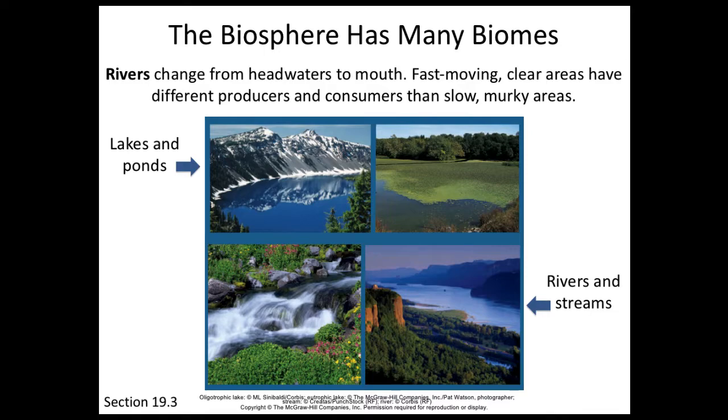Rivers are very important as well. They typically start high in the mountains, and then the water moves its way down towards the oceans. Fast-moving, clear areas that are high up in the mountains have very different members of the community than slow, murky waters found at the base of the oceans, where the rivers pour into that marine system.